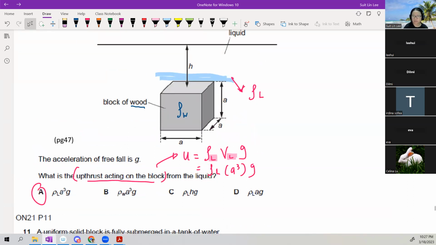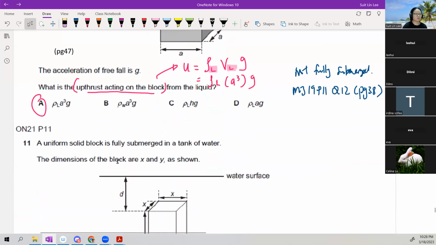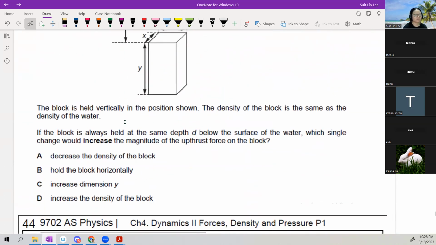And of course, you might be thinking, what happens when the object is not fully submerged? Well, I'm glad you asked. Go do this question. Not fully submerged. Go try May, June 19, P11, question 12. Page 38, if you are using my topicals. Go do lah. Then come back and ask questions. You go try first.